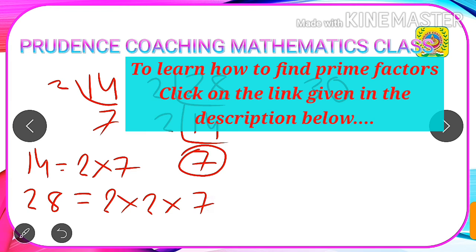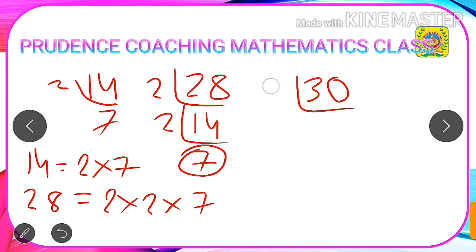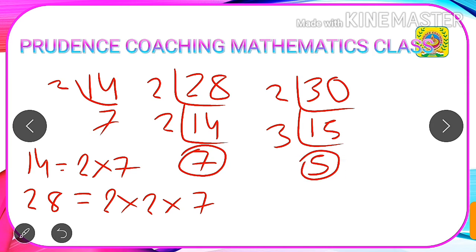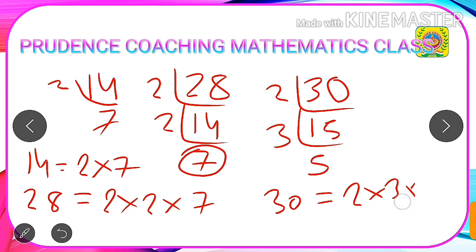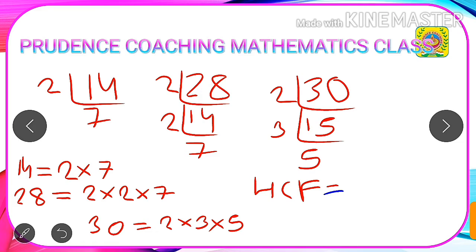Now we will find out the prime factorization of 30, that is 2 into 15 will be 30. It is divisible by the smallest prime number. Next, we will check that 15 is not divisible by 2. So we will check for the next prime number, that is 3. We know 3 into 5 is 15, so we will write 3 into 5 is 15. But here 5 is a prime number, so we will stop and write 30 equals 2 into 3 into 5.